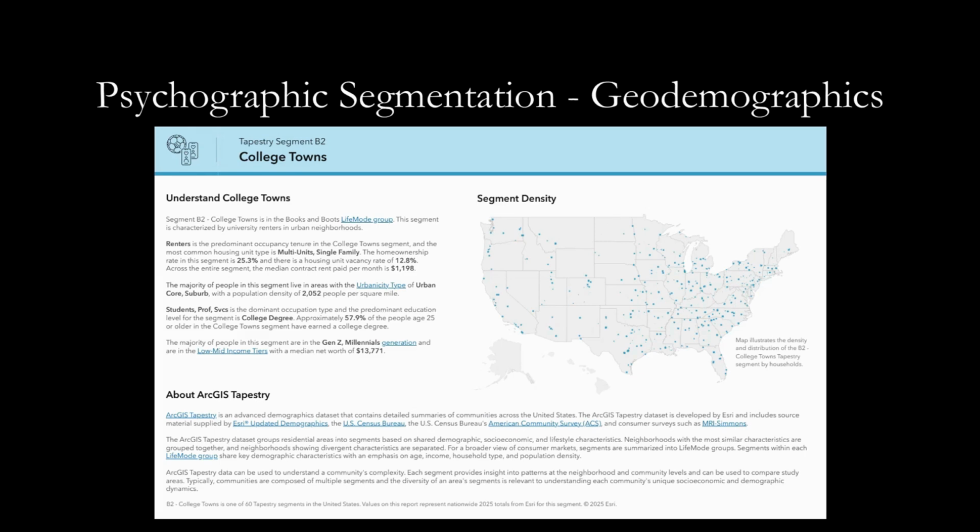A popular tool for geodemographic segmentation is Esri Tapestry. There are 60 distinctive segments based on socioeconomic and demographic composition, plus lifestyle and urbanized groups. Let me give you an example using college towns. You can see the segment density of college towns across the United States.